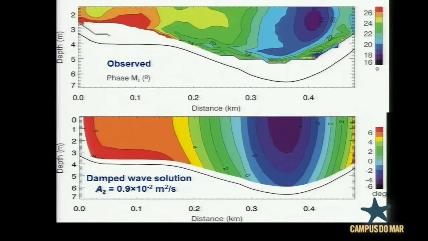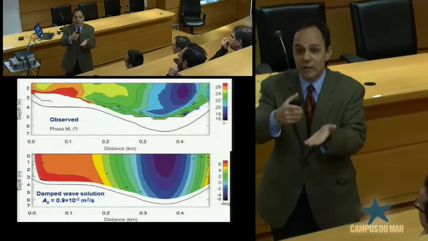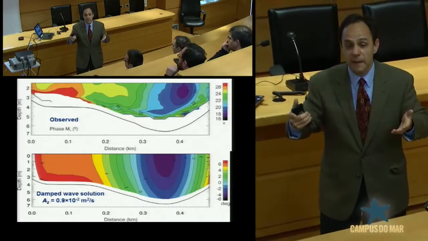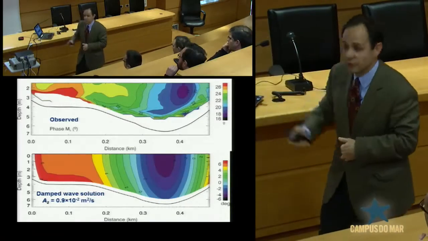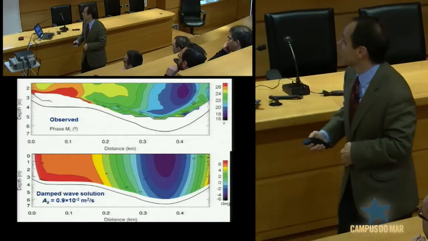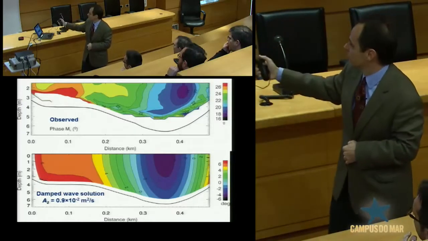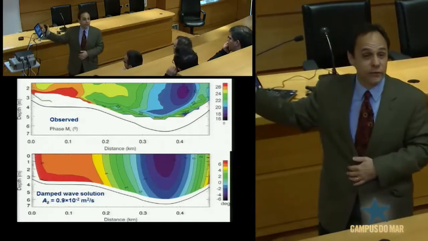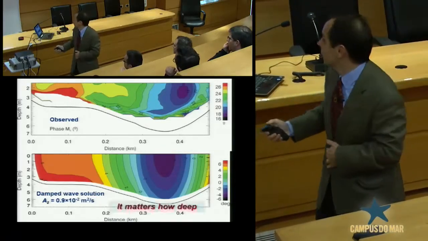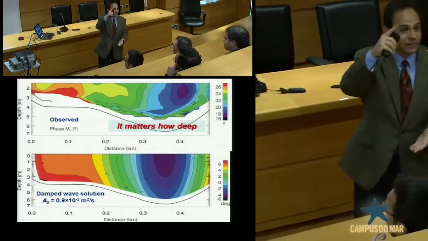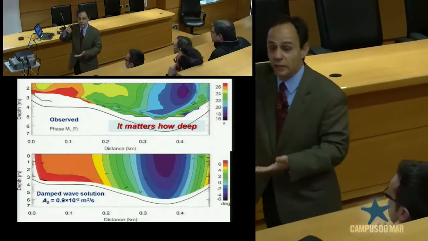But I have many examples in which these very simple physics can explain the distribution of tidal currents in a cross-section. So we can propose that in general, the tidal flow in a semi-enclosed basin, if it's shallow enough, if it's dominated by friction, can be represented by the damped tidal wave. Okay, and since that damped tidal wave depends on the eddy viscosity, we can then say that it matters how deep. So depth matters in this case for tidal currents.